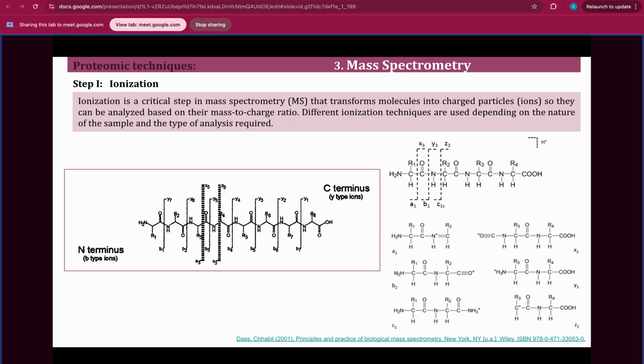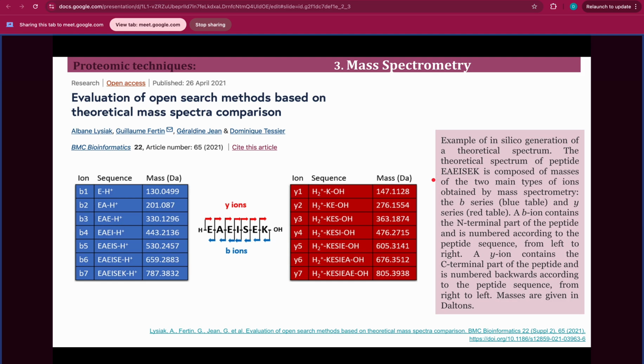So with the help of these ions I will be able to identify the amino acid which is present in that peptide. So that's why we analyze these ions. Now there was one paper in which it was very clearly mentioned how we read these ions. You can go through this paper because I have given the link.